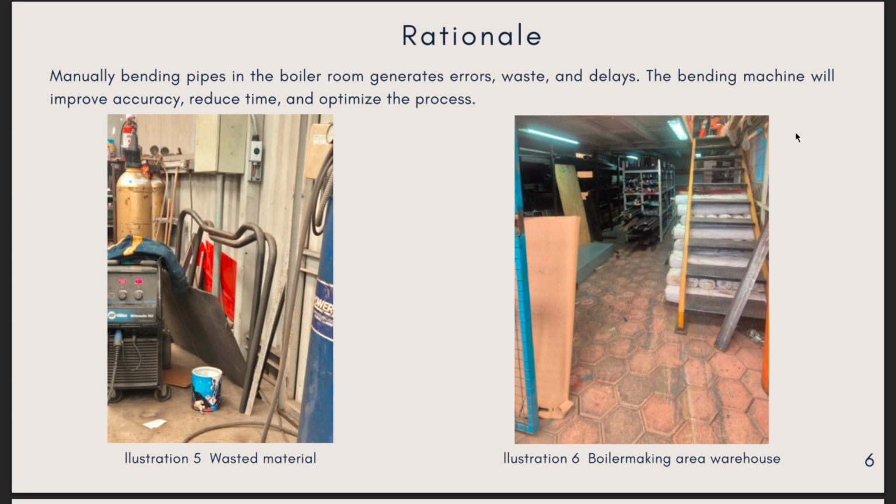The rationale: this project arose from the need to improve the bending process, which was previously done manually. This caused errors, deformations, and rework. Therefore, a tube bending machine was proposed to enhance quality and efficiency.